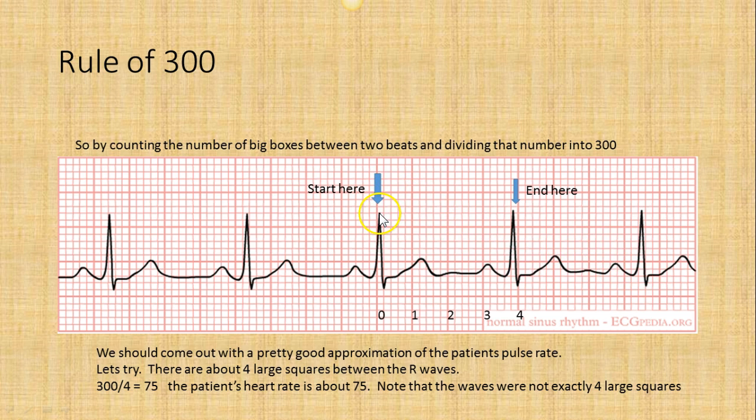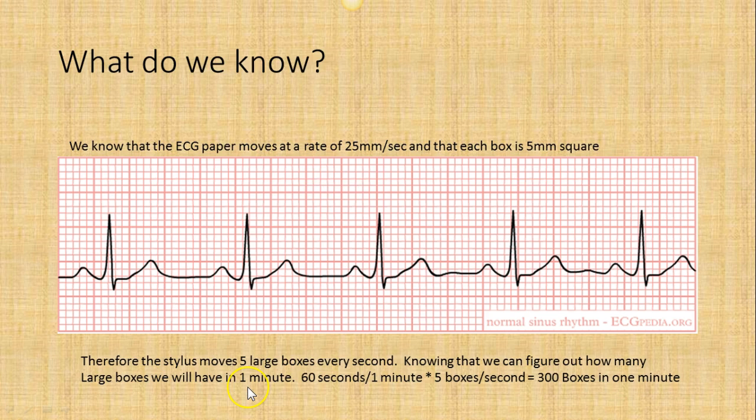So we're going to start here, and we're going to count the spaces between the R waves. So this is pretty close to a large line. So we'll go 1, 2, 3, 4. We're just a little bit short of 4, but this is going to give us an approximate heart rate. We know there are 4 large squares between the R waves, so 300 divided by 4 is 75. So we know that the patient's heart rate is about 75, but because it's not quite 4 big boxes, we know it's going to be a little bit faster than that.